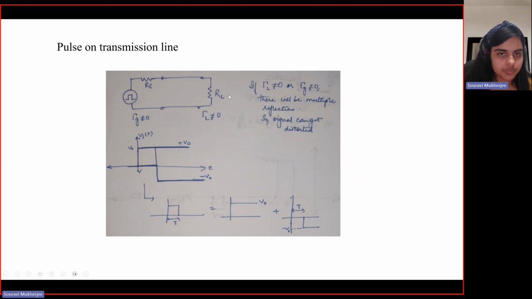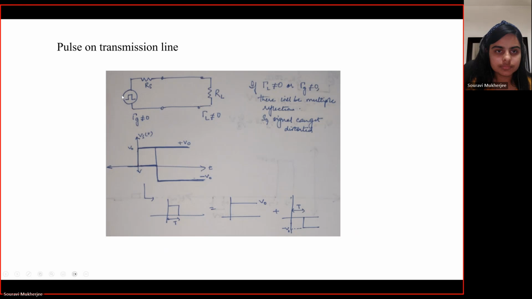So consider a transmission line where you have some load. Here it's considered to be resistive, just for simplicity. Here RL is the load, RS is at the source end. And as you can see, the reflection coefficients are non-zero, so they in general might not match, right? So there can be multiple reflections. The signal can get distorted, and we want to see what happens in those cases. So we have considered the reflection coefficients to be non-zero.